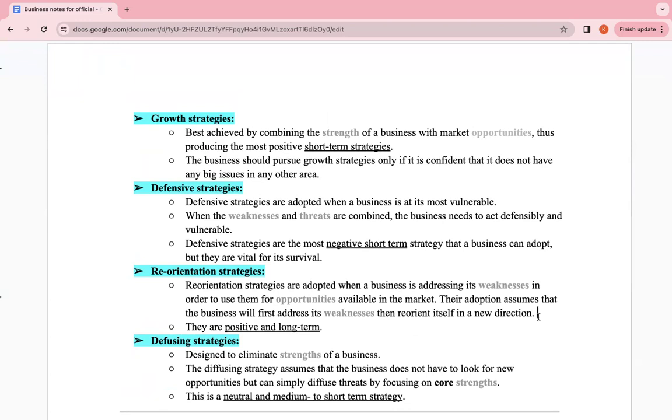Diffusing is designed to eliminate threats, sorry, of a business. The diffusing strategy assumes that a business does not have to look for new opportunities, but can simply diffuse threats by focusing on core strengths. This is a neutral and medium to short-term strategy. So basically, this is it.